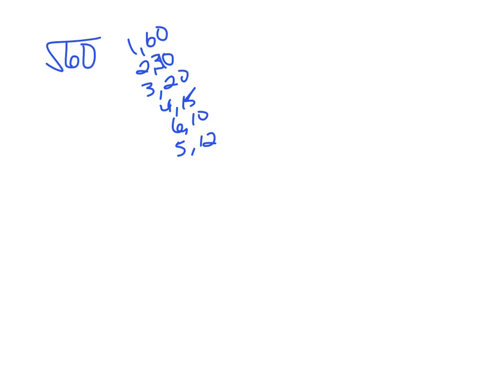Do you see any numbers in this list that are perfect squares? You see a 4. So I'm going to use the 4 and the 15. We're going to break this into the square root of 4 times the square root of 15. The square root of 4 is 2, so this simplifies to 2 square roots of 15.